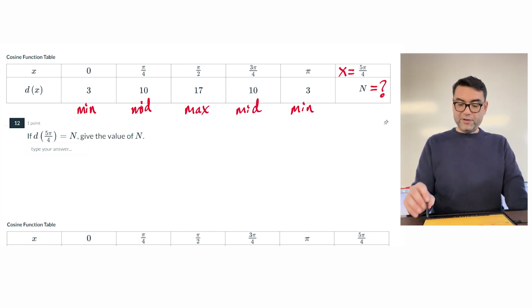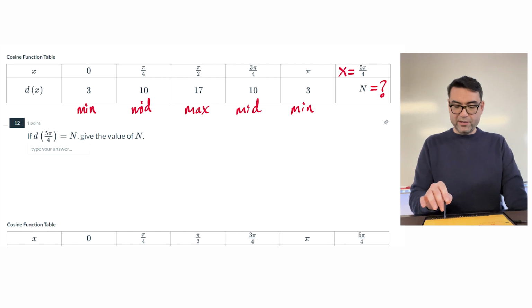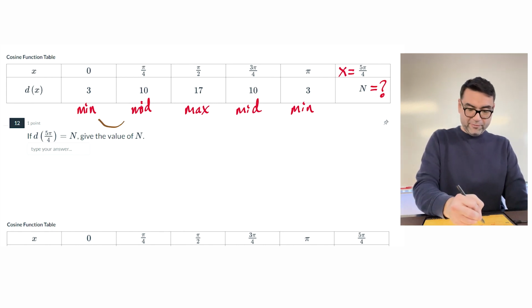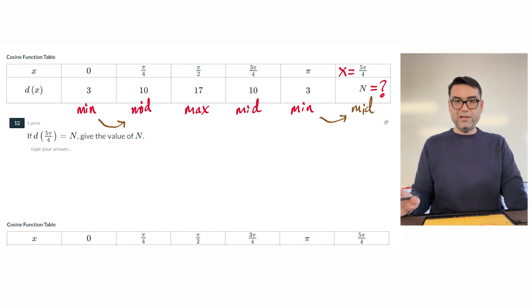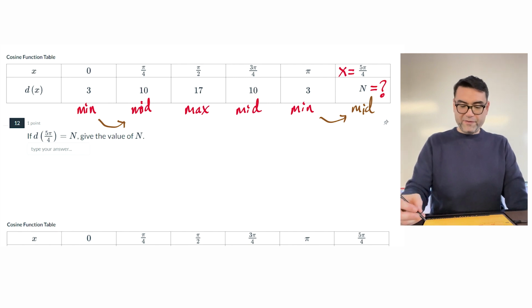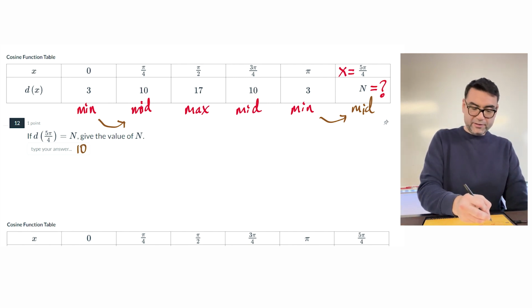So to know what's going on with this n value, we just have to complete the pattern, or repeat the pattern, I should say. So it goes min, mid, max, mid, min. And then when you start the pattern over, whatever came after this min, see how after min it went to mid? Then this would also go to mid. After one complete period, it just repeats the cycle. So our mid value is 10, so that would be the answer, 10.